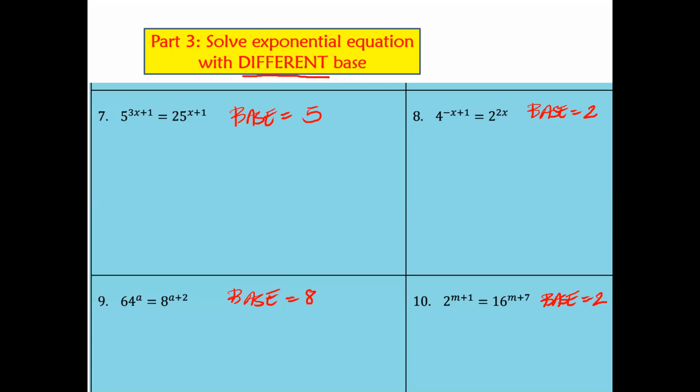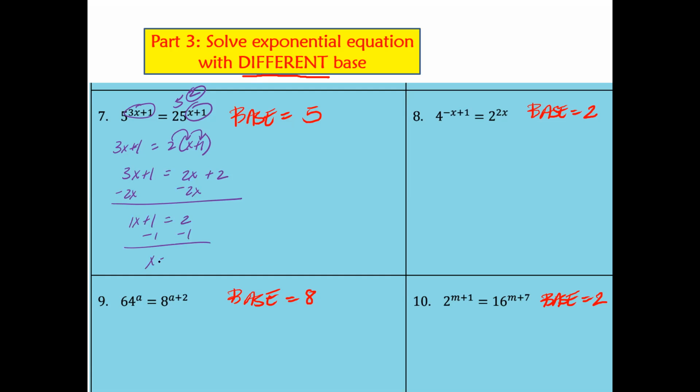All right, let's take a look at number 7. For number 7, the base is going to be 5. So how do I make this 25 with a 5? 5 squared is going to give me 25. So then I just take the exponents. And I'm going to work with this by distributing the 2 into the parenthesis. Subtract the 2x on both sides, and I get a 1x. Subtract the 1 on both sides, x equals 1, and that is your answer. You give number 8 a try. It's somewhat similar to that.